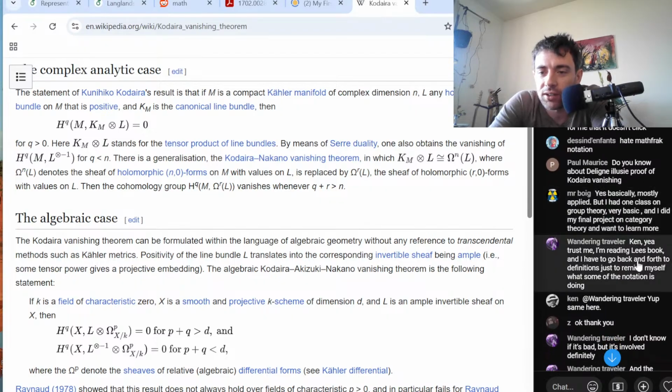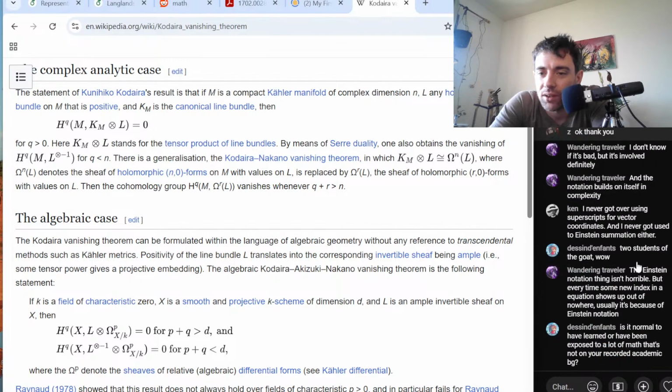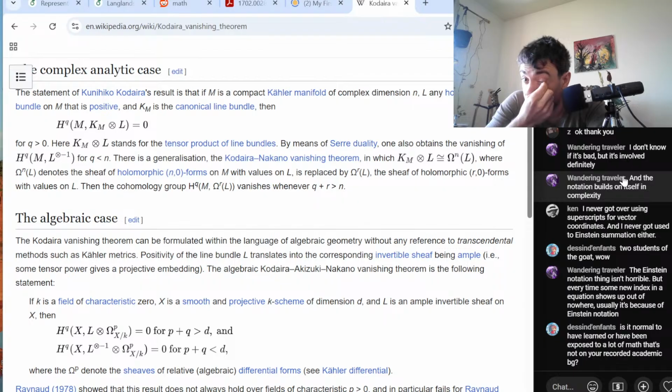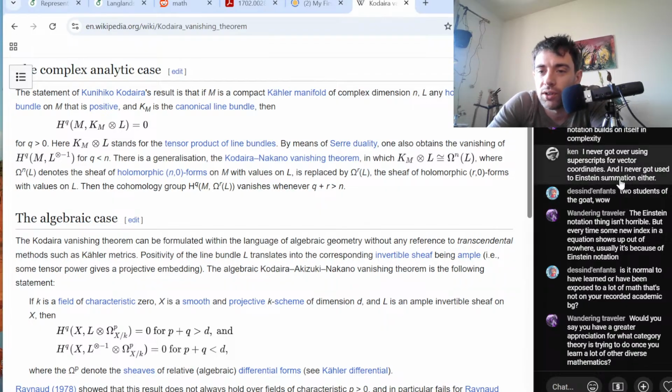Reading Lee's book and having to go back and forth to definitions. Yeah, it's definitely involved notation. I don't know, it's just kind of the way it is, though. Never got over using superscripts for vector coordinates. Oh, wow. And never got used to Einstein summation either. Yeah, it's a good thing to get used to, though. You want to hang out with your physicist friends sometimes, presumably. I mean, you've got a Hilbert profile picture, after all. Yeah, the Einstein notation thing can be nice.